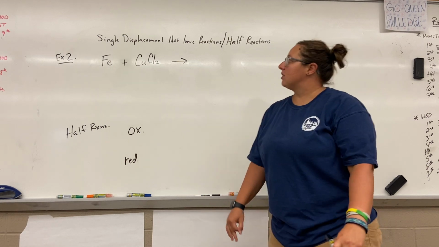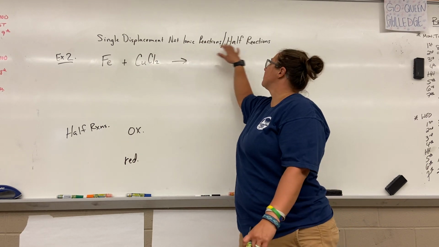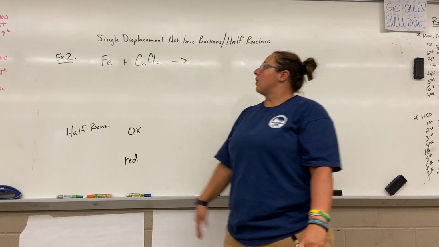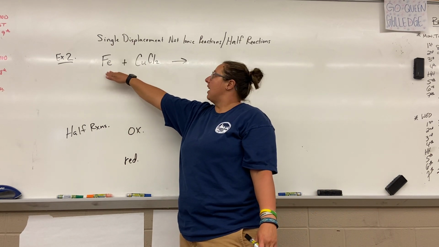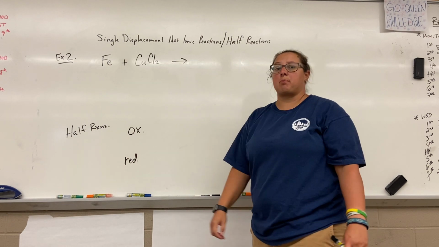Hey guys, we're going to do a second example problem with single displacement net ionic reactions and half reactions. So I have another example problem here. It's iron plus copper 2 chloride. And so the first thing we have to do is predict our products.